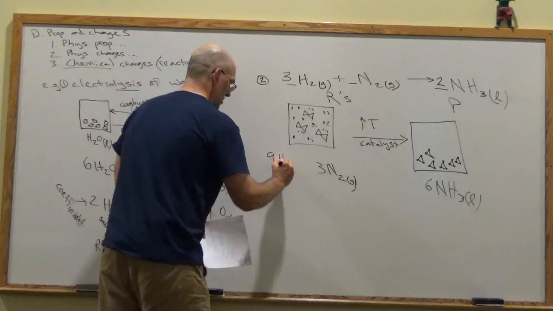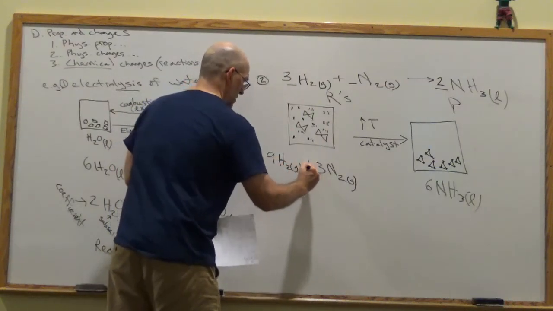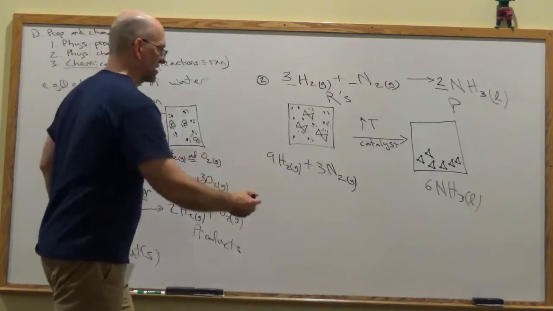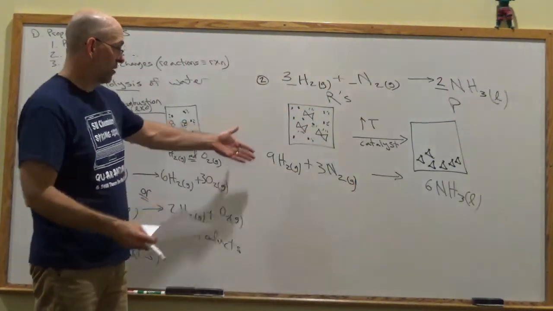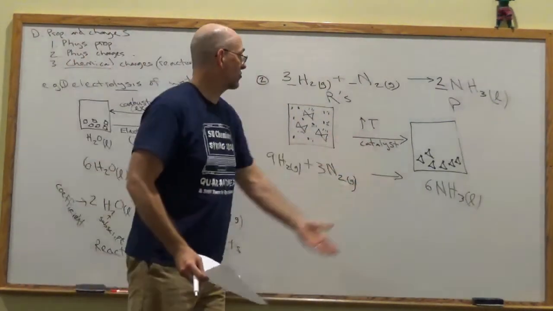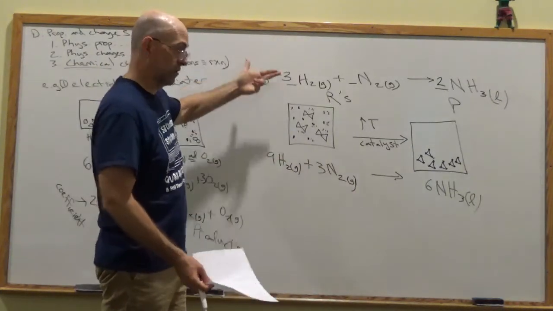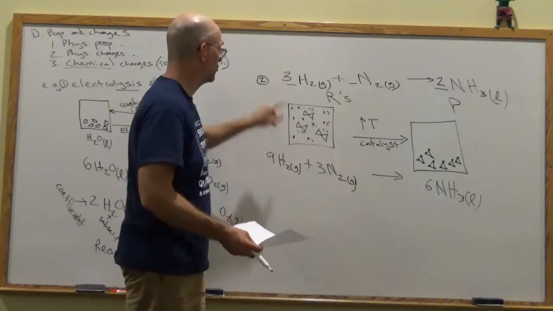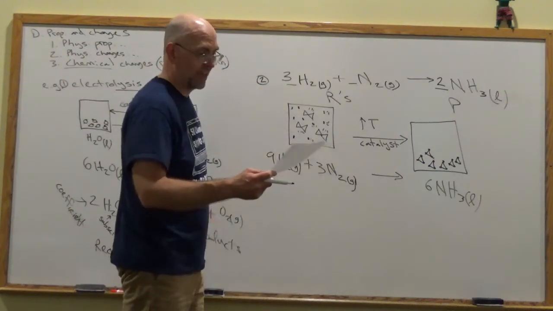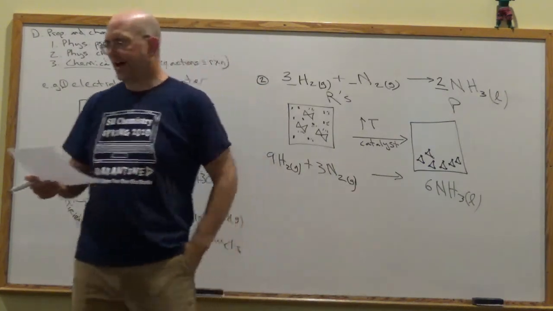Now normally I would start with this. So that's how you represent this one. It's a 9 to 3 to 6 ratio, which is the same thing as, a better way of doing it, a 3 to 1 to 2 ratio. So you wouldn't leave it like this, you'd reduce it down to this one. And I think that's it.